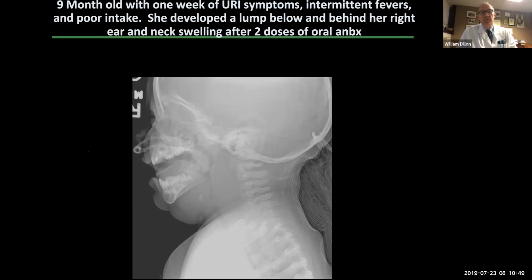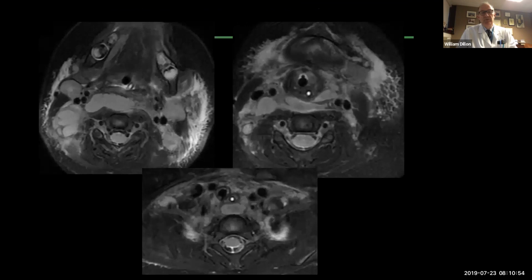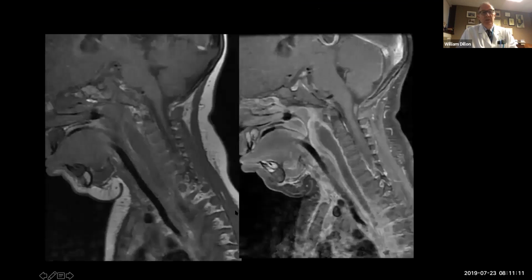She developed a lump below and behind her right ear and neck swelling after two doses of oral antibiotics. And here we see an extensive mass with extensive adenopathy behind the pharynx. This is a retropharyngeal mass, and you can see that it extends all the way down into the oropharynx. It has peripheral enhancement. This is an MR scan, and you can see this retropharyngeal abscess is extending all the way down into the upper mediastinum.